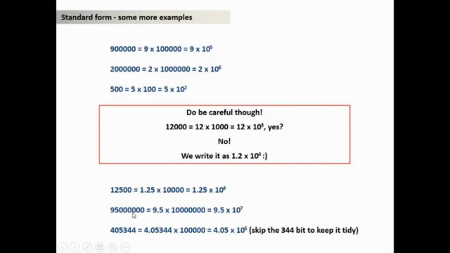Or this one, you have 6 zeros in front of 95. You go 9.5 with 6 zeros in front of it. Instead of 6 zeros, you say times 1 million, and that is 9.5 times 10 to the power of 7. Because you have 6 zeros and a 1, so you have 7 digits, really. I'll explain that later a little bit. 405,344 is 4.05344 times 100,000, and that is 4.05, we rounded the rest of it, times 10 to the power of 5.